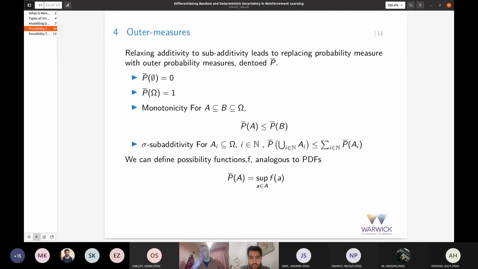Sorry, I forgot to say this. The possibility, the P bar, we call possibility or credibility interchangeably. The possibility or credibility of an event A should be at least as big as all of its subsets because of the subadditivity condition. So it makes sense with our intuition to have this as a supremum rather than an integral.